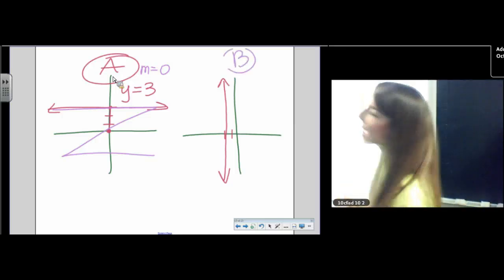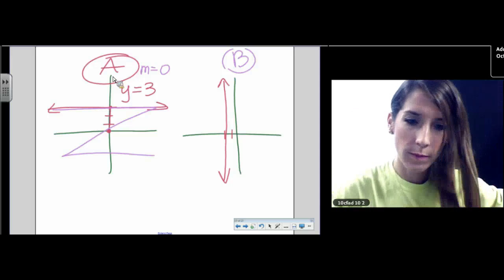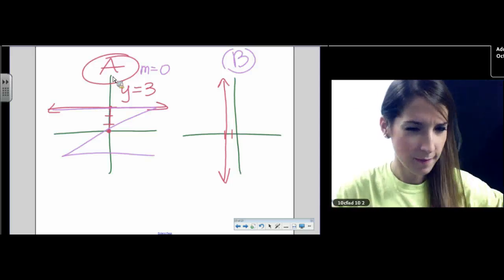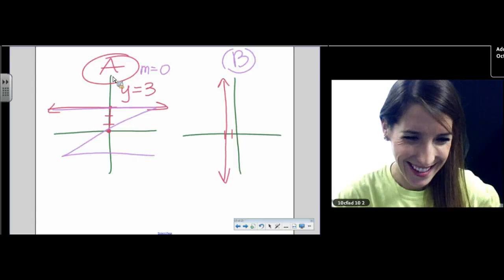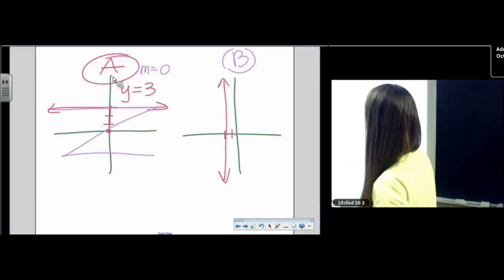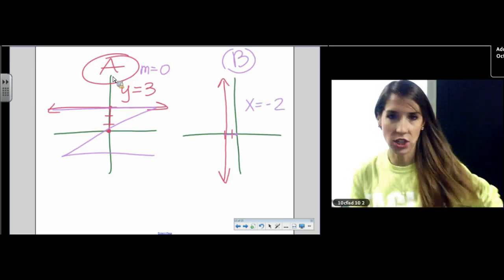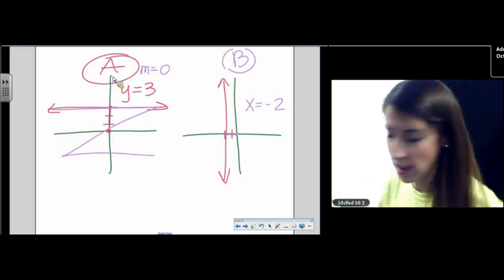What is the equation for line B? Are we looking at the same line? Okay, you travel from 0, 0, you travel on the x-axis and you go backwards 2. So that equation is x equals negative 2. Now what's the slope of that line?